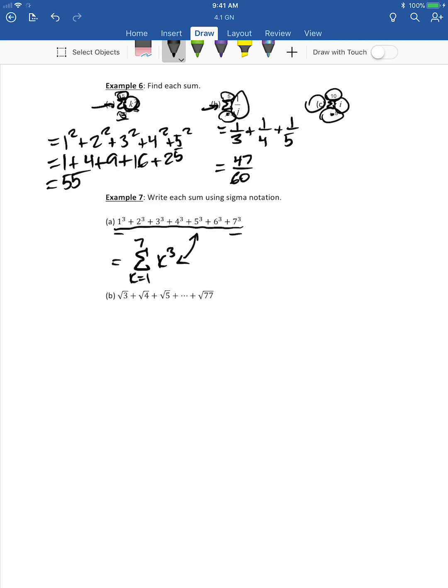For letter B, what am I doing to each number? I'm taking the square root, so this should be the square root of k. I'm adding, summing. I'm starting with k equals 3, and I'm ending with k equals 77. And that's all there is to it.